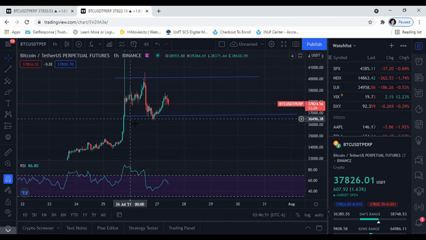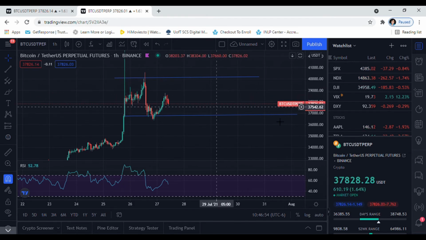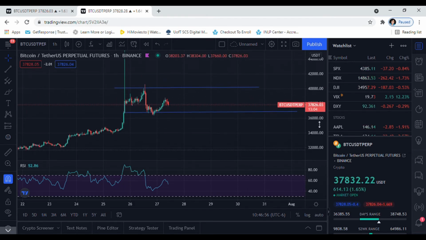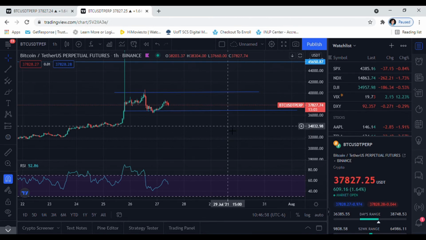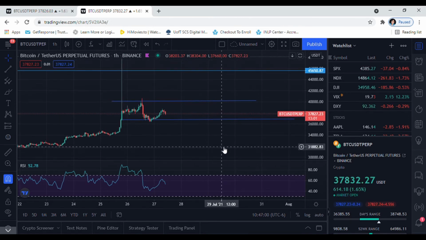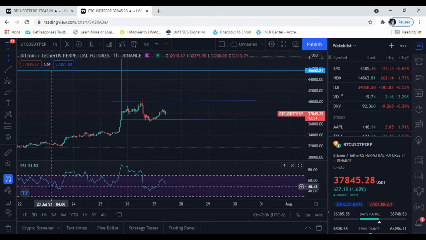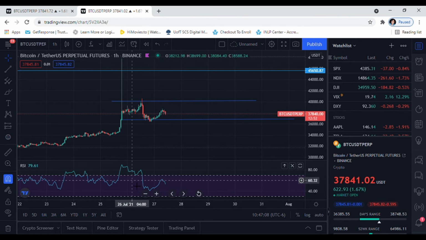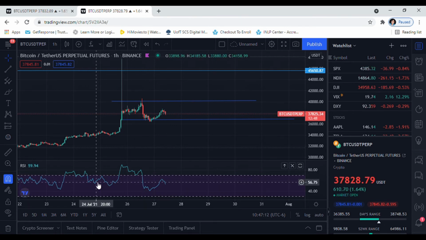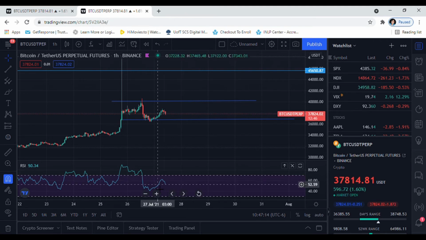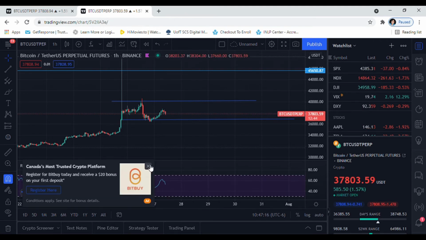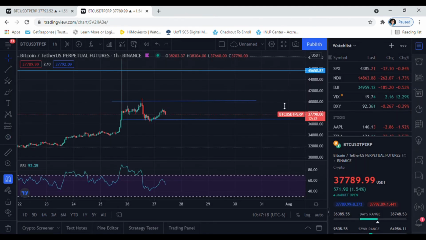Indicators can be helpful, but I would say you shouldn't 100% rely on them, because sometimes they can lag, and sometimes some indicators can give you false information. So you need to be very careful. Like right now, I have this indicator here. You can see at the bottom, it's RSI, the Relative Strength Index. I've been using it for a while, and it's been pretty good.